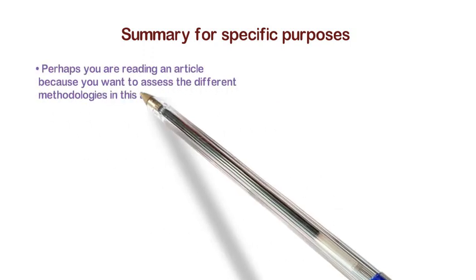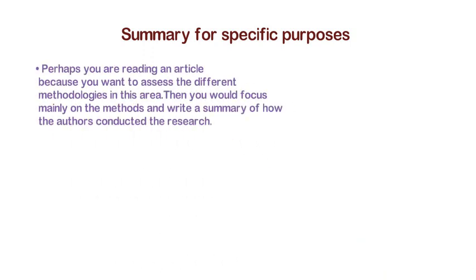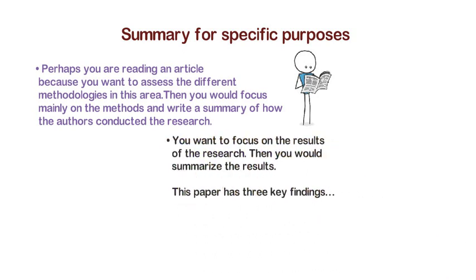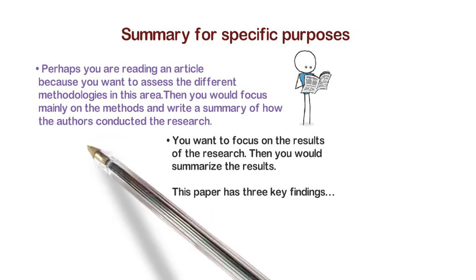But you can also summarize for specific purposes. So instead of looking at the global meaning of the paper, you can focus on certain aspects of the paper. Looking at the methodologies, for example, you would then focus only on the methods and summarize how the authors conducted the research. You might also focus on the results only and summarize the results. This paper has 3 key findings. Maybe that's what you're focusing on.